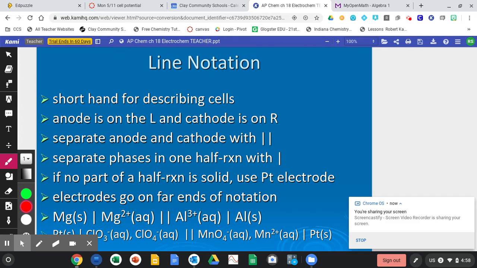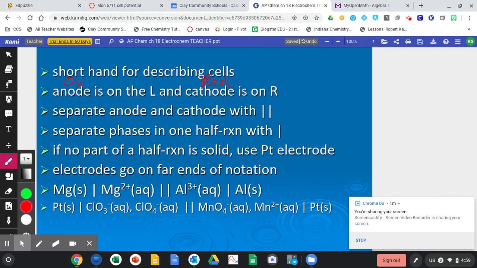So an anode is always where you're going to start. It's always going to be on the left half of the line notation, and then the cathode is on the right. The first thing you have to realize is the anode is what's oxidized. Once you identify what's losing electrons, that's what's going to be on the anode. If it's losing electrons, electrons are a product. If it's gaining electrons, electrons are a reactant. And so this is going to be the cathode, which is the reduction. I started to write cathode above there. And so that's where those go.